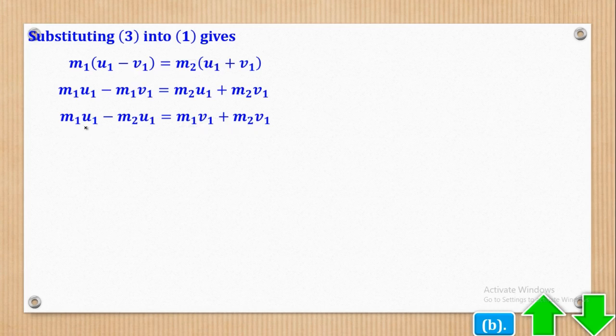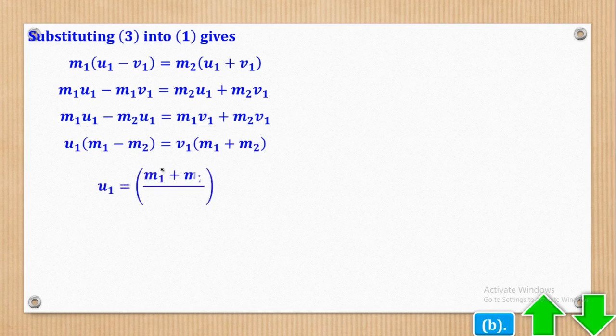In this step you realize that u1 is common in both terms of the left hand side, and v1 is common in both terms of the right hand side. So we factorize out u1 on the left and v1 on the right to come up with that. The next is to get the required expression. Make u1 the subject, this goes this side to become (m1 plus m2) over (m1 minus m2), everything multiplied by v1. So basically that is what they wanted.